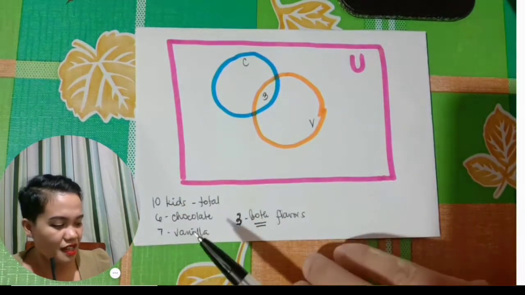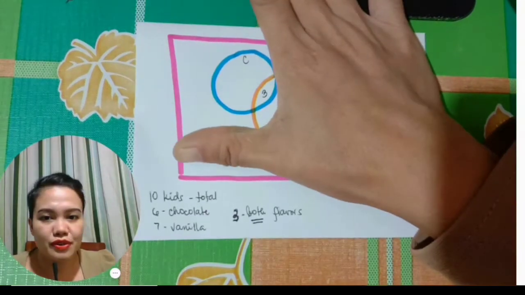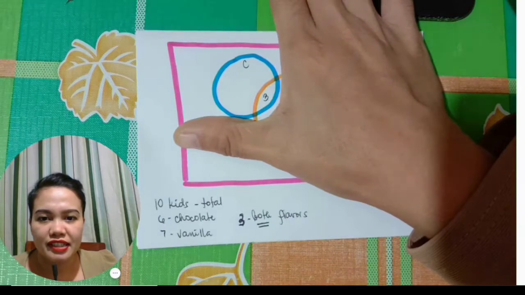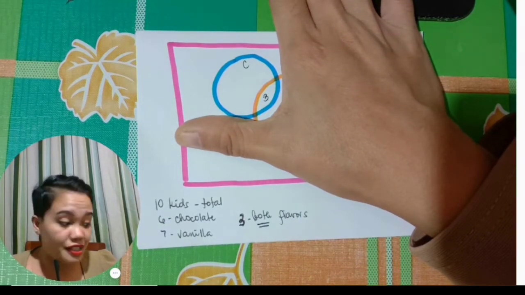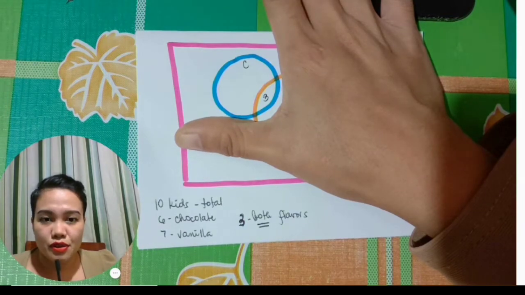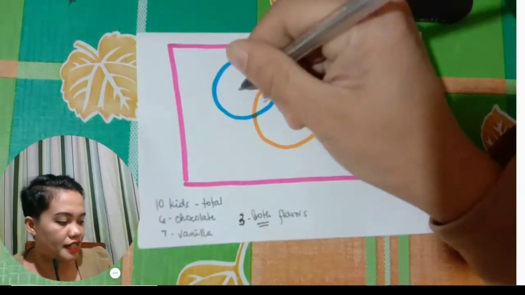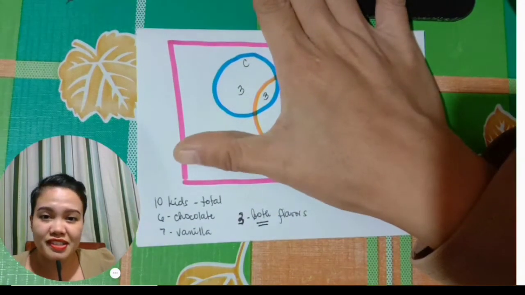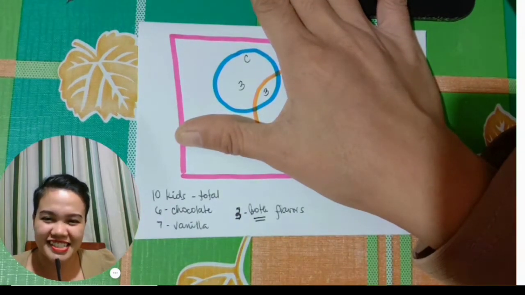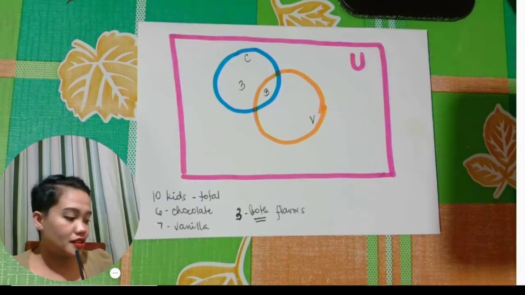Okay. Next, if we try to focus on those who chose chocolate, how many chose chocolate? 6. Okay? But 3 is already here. So for the blank region, we will write 3 because 3 plus 3 equals 6. Yes, that's how you should do it here. Next is for the vanilla part.